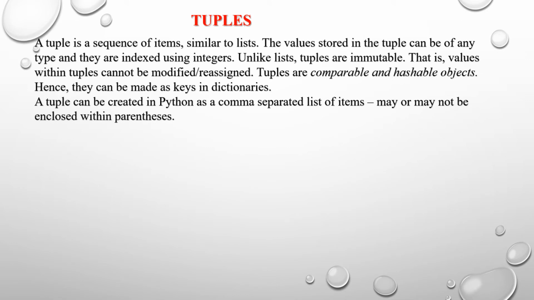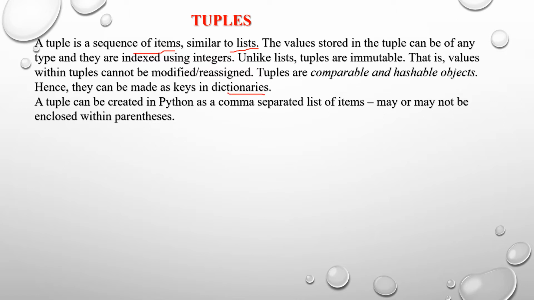A tuple is a sequence of items similar to a list. The values stored in the tuple can be of any type and they are indexed using integers. Unlike lists, tuples are immutable. That is, values within the tuple can't be modified or reassigned. Tuples are comparable and hashable objects, hence they can be used as keys in dictionaries.